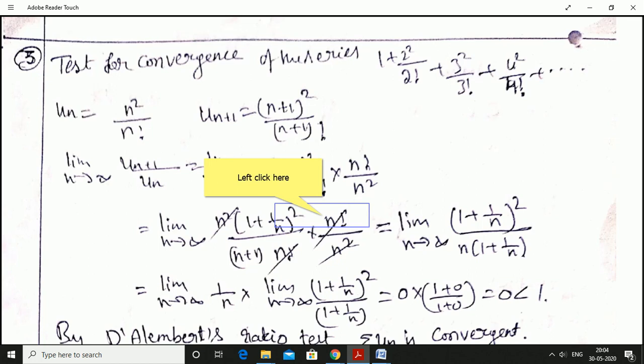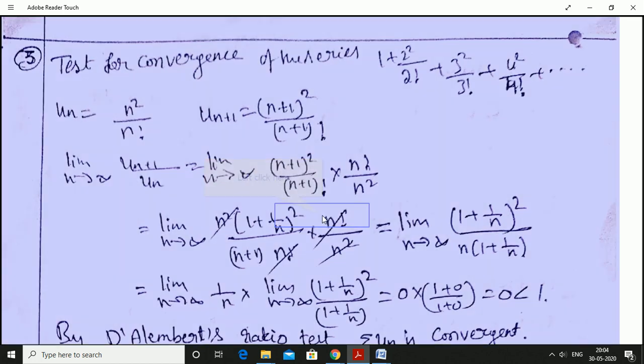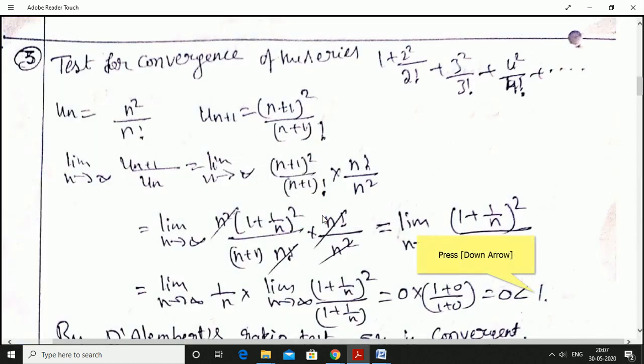The test says the infinite series sigma un is convergent if limit of un plus 1 divided by un as n tends to infinity is equal to L, a finite quantity. If L is less than 1, then sigma un is a convergent series. If L is greater than 1, sigma un is a divergent series, and if L is equal to 1, then the test fails. We are finding the limit of un plus 1 divided by un, that is the ratio, as n tends to infinity. Hence it is D'Alembert ratio test.